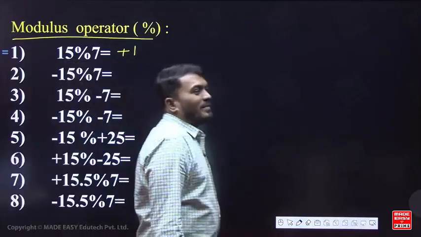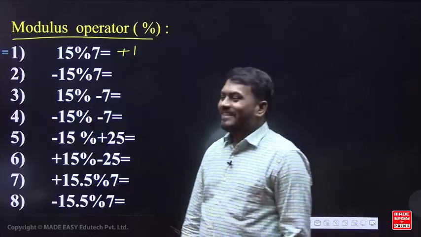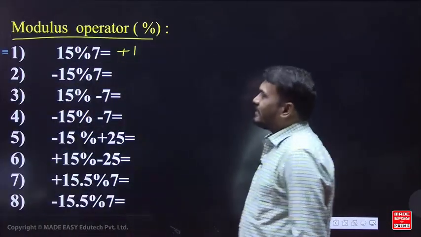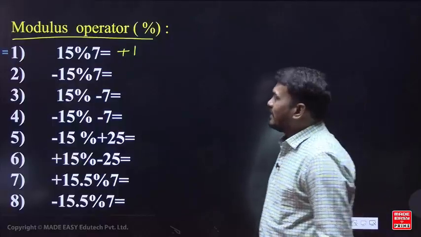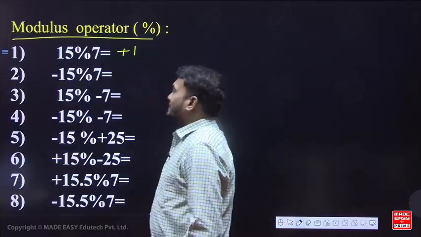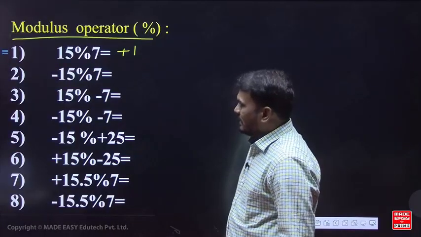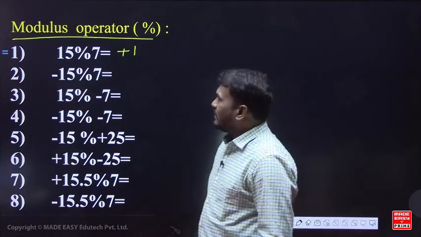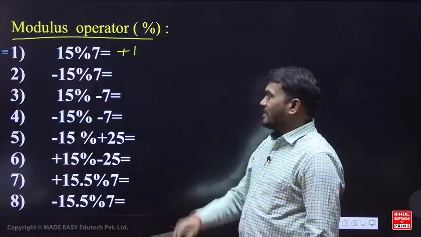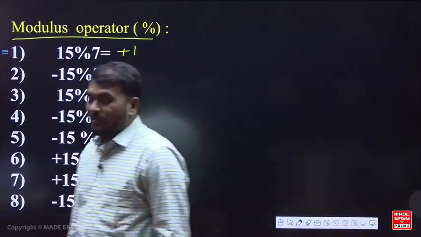Second one, minus 15 mod plus 7. You were speaking loudly for the first one, and for the second one the volume dropped. Yes, the second one, minus 15 mod plus 7. And tell me the third one, plus 15 mod minus 7. And the fourth one, minus 15 mod minus 7. Tell me answers. Remember, don't apply your mathematics.